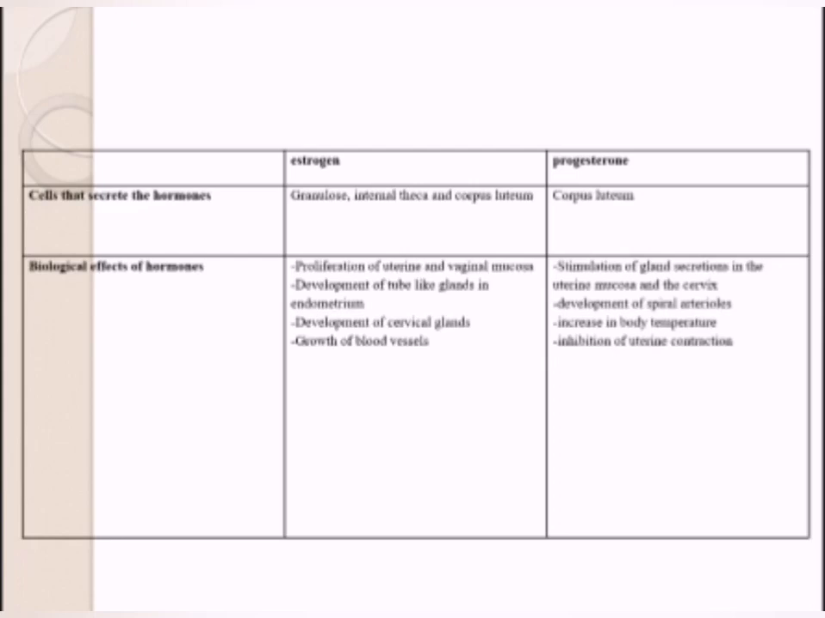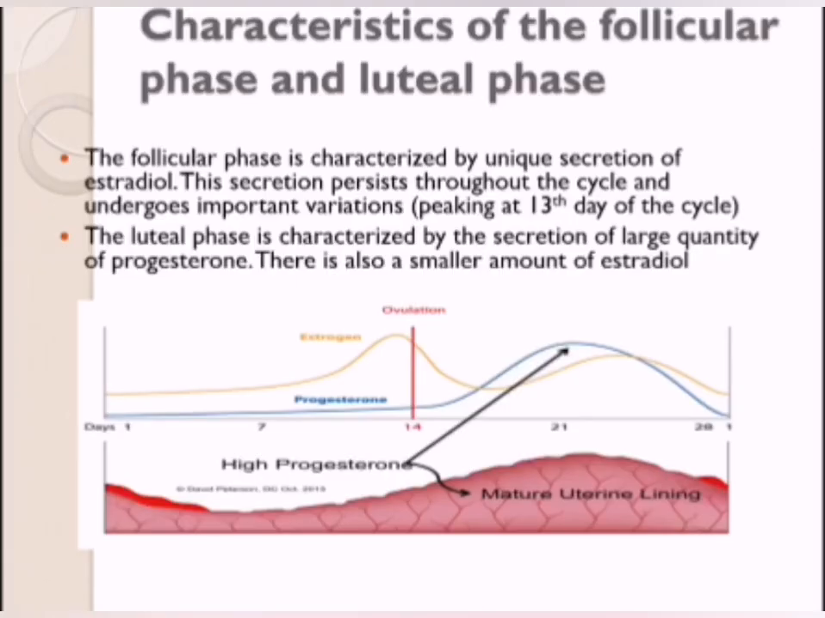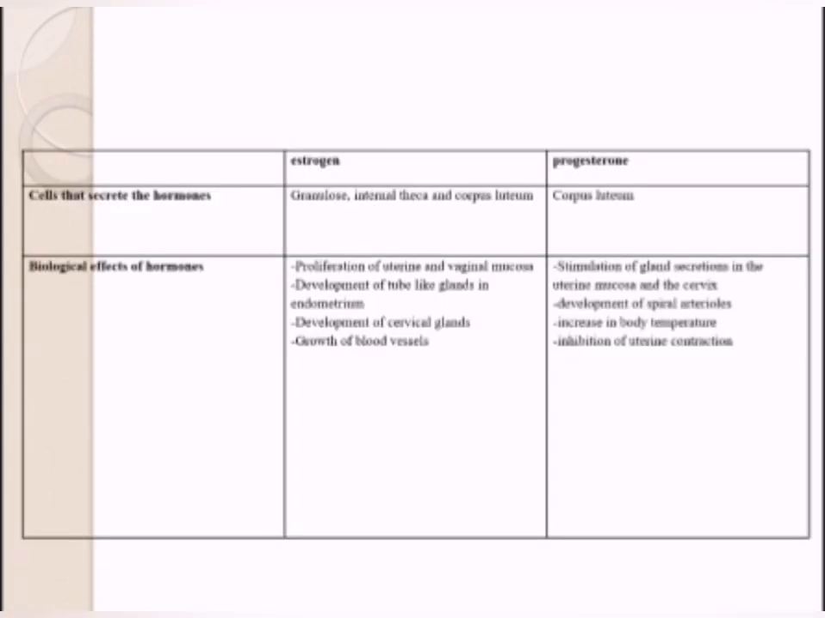Now, what about the biological effects of hormones? Estrogen causes the proliferation of the uterine and the vaginal mucosa. As you can see here, estrogen induces and causes proliferation of the mucosa, the proliferation of the superficial layer of the endometrium by activating the genes and initiating transcription and translation and cellular proliferation.